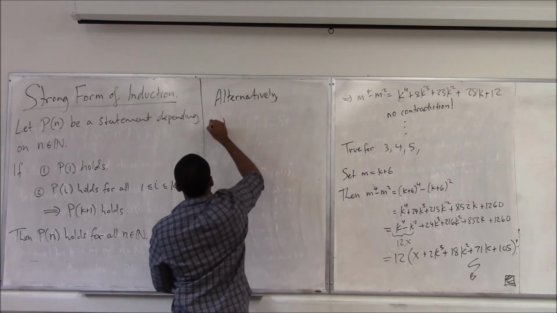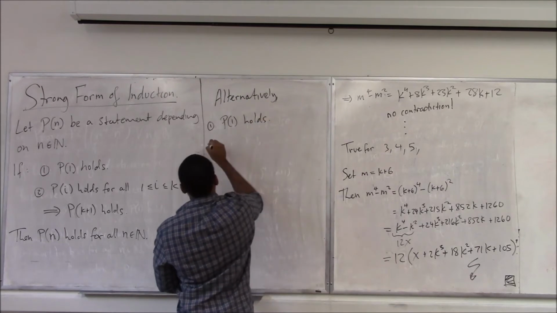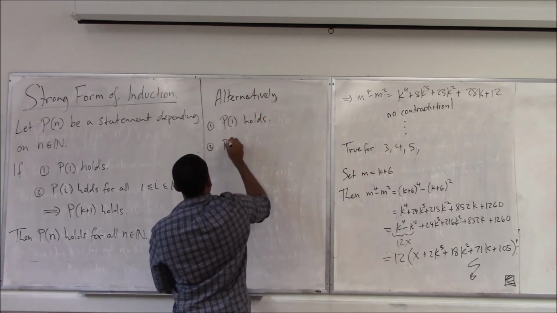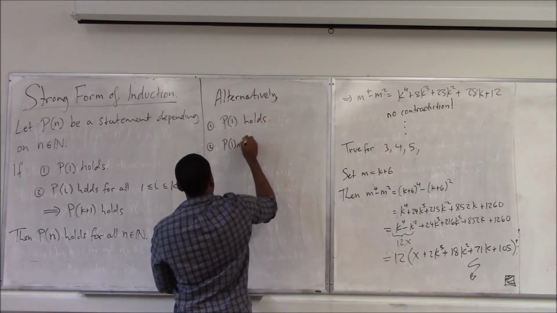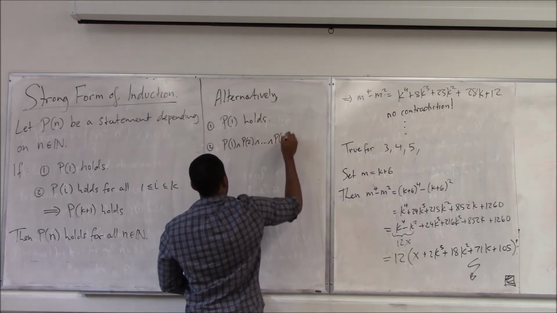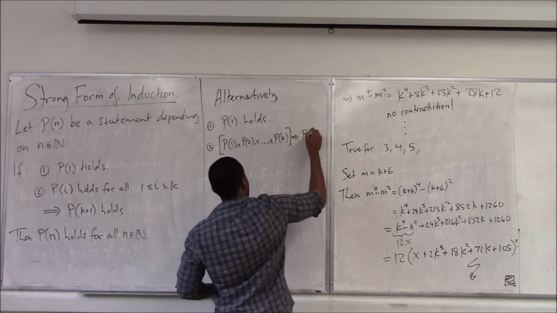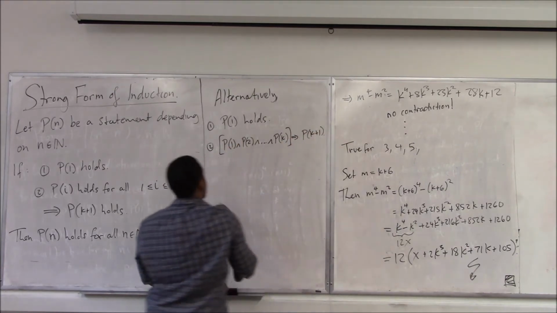You can say, in the first place, P of 1 holds, and 2, if we assume P of 1 and P of 2 and all the way up to P of k holds, that will imply that the next guy will hold.